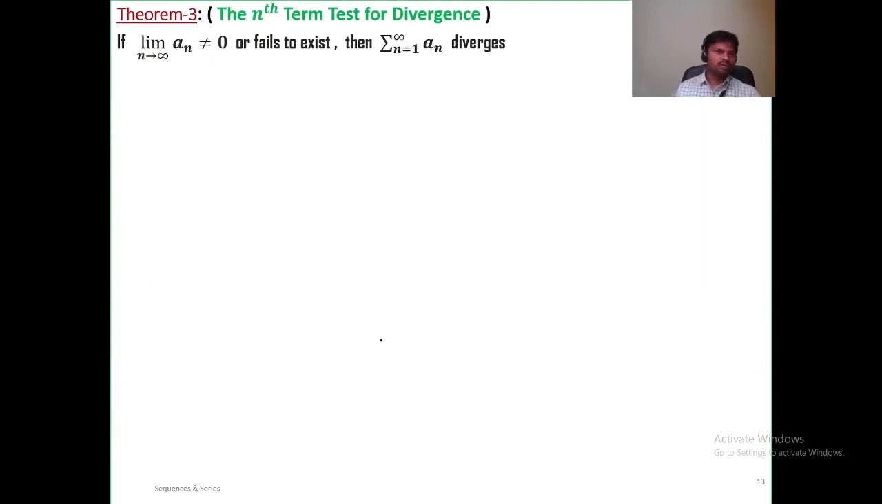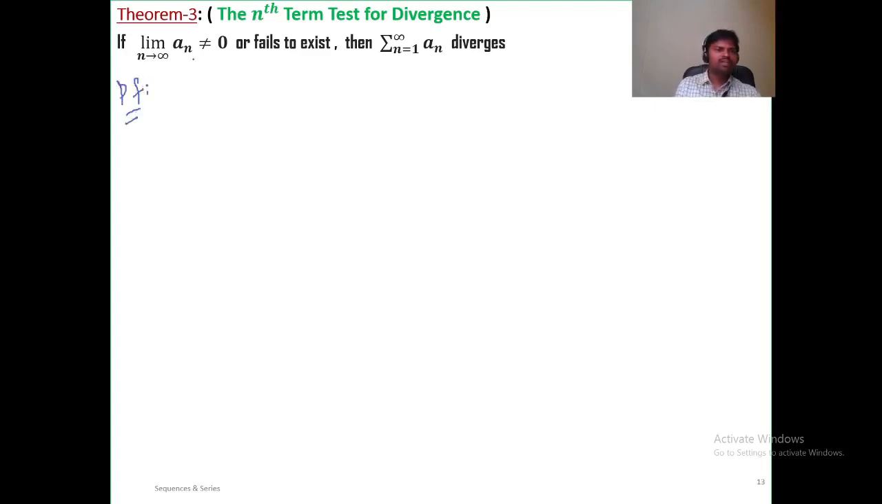Next, theorem number 3, the nth term test for divergence. Remember all these theorem statements. By using these theorem statements, we can easily say the convergence status of a series. You should just make a grip on these theorems, nothing else. Okay, look at this theorem. I will give the proof for this.